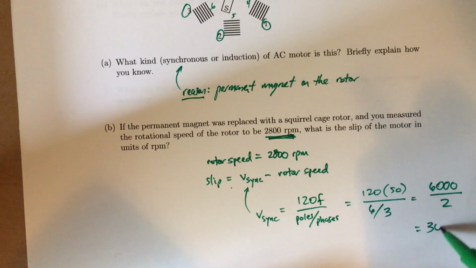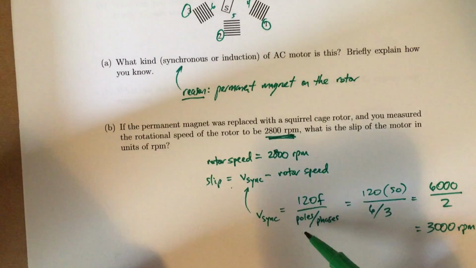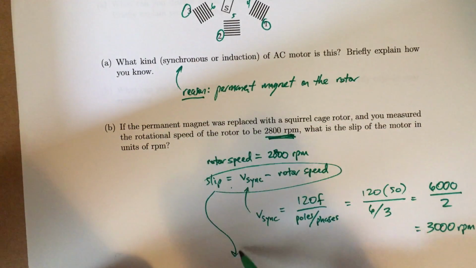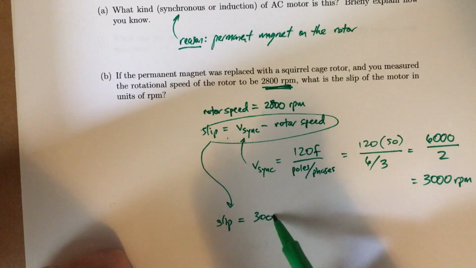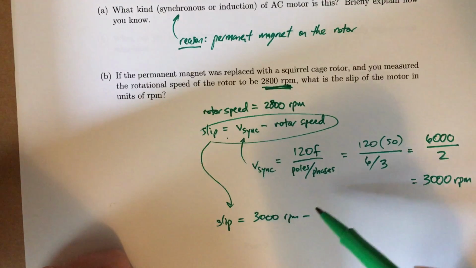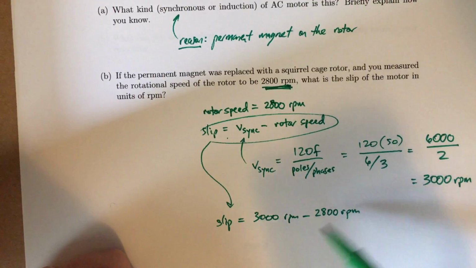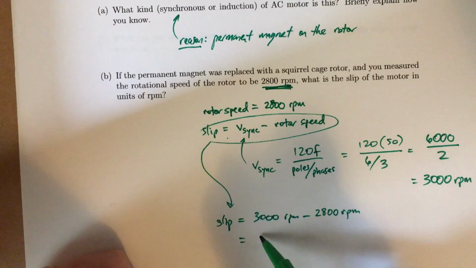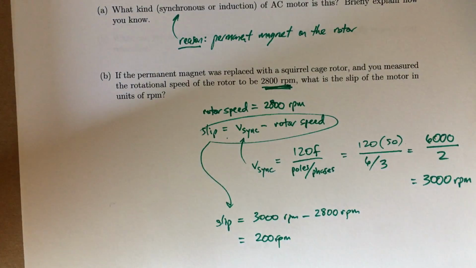And so the synchronous speed is 3,000 RPM. And that means that if we come back over here, our slip is going to be 3,000 RPM minus the rotor speed that we have been given in the problem, which we measured to be 2,800 RPM. So the slip here is 200 RPM. The difference in the speeds is 200 revolutions per minute.